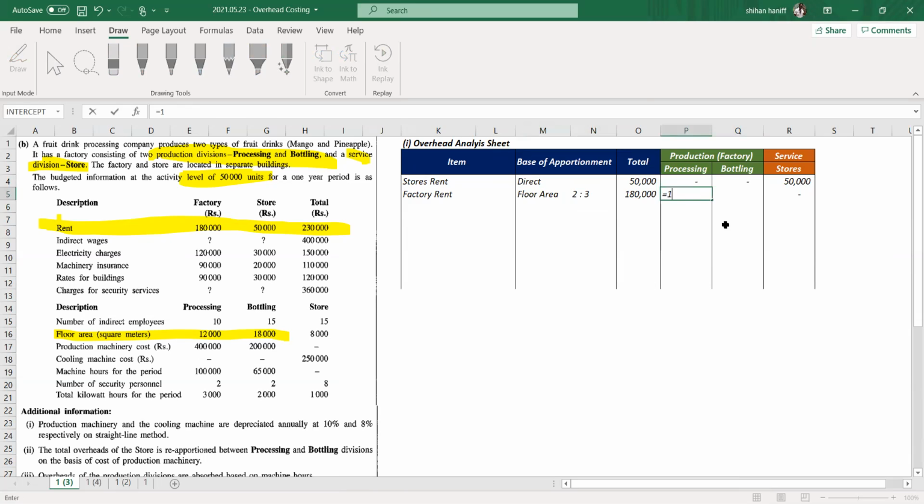So 180,000 divided by 5 into 2, and 180,000 divided by 5 into 3, gives 72,000 and 108,000. The production rent for the factory is for the processing and bottling departments.